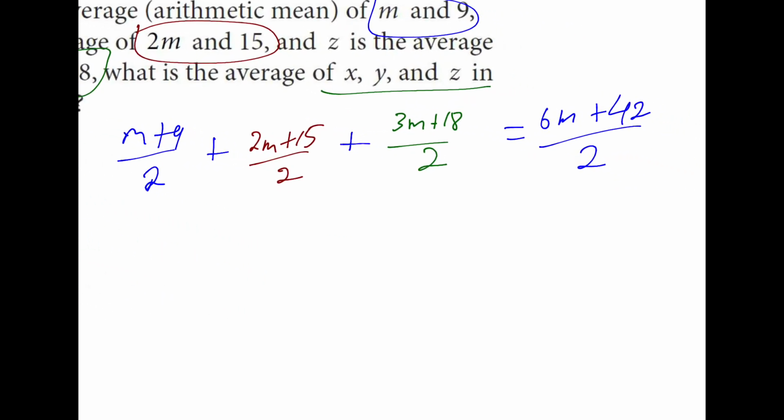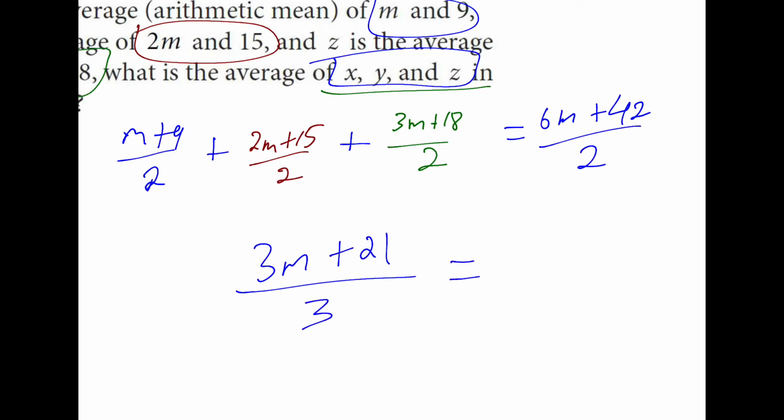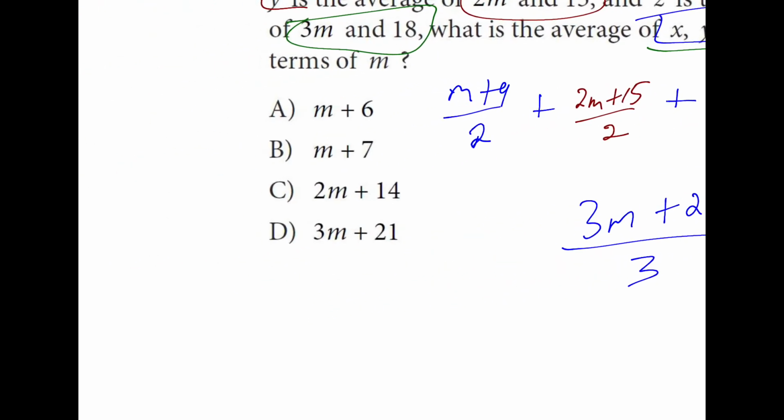Because they have the same denominator, when I add them together I can add straight across the top. And at this point, 6m divided by 2 is 3m, and 42 divided by 2 is 21. Now because I'm averaging these 3, I've added them all together, now I'm going to divide by 3, which means 3m divided by 3 is just m, and 21 divided by 3 is 7. So m plus 7, or B, is my answer.